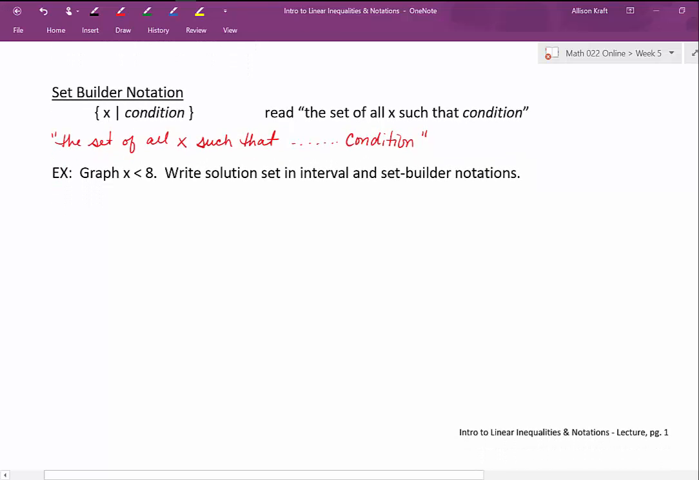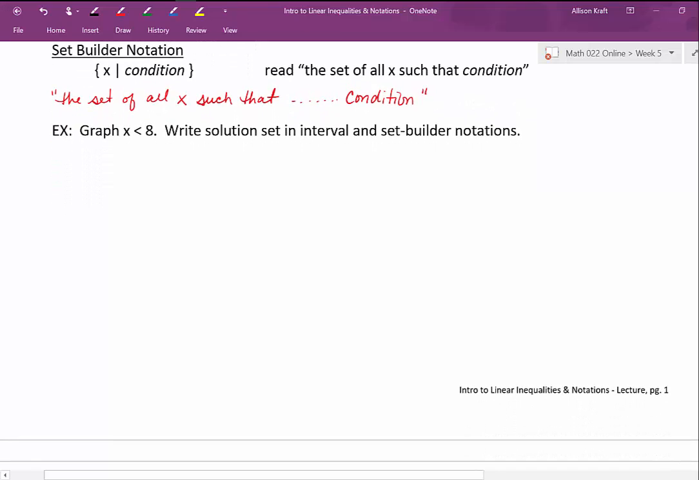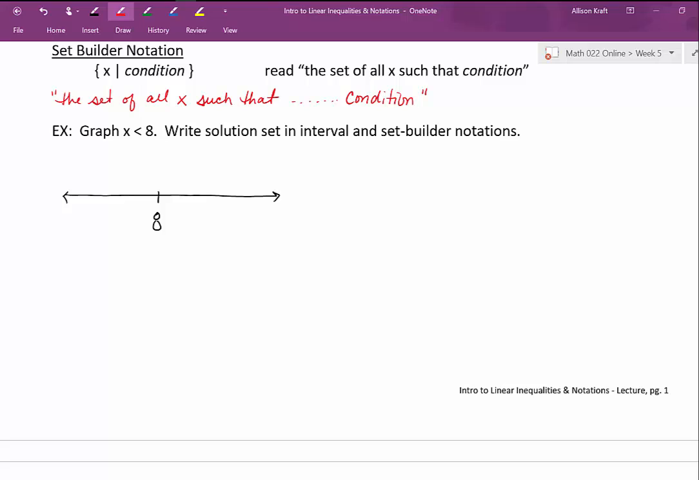Let's graph x is strictly less than 8 and then write the solution set in interval and set builder notations. We graphed this above already. I need to find 8 on the number line. There it is. We want to graph x is strictly less than 8.